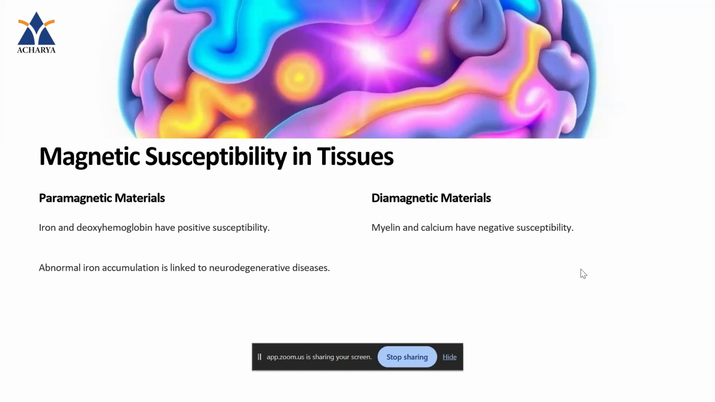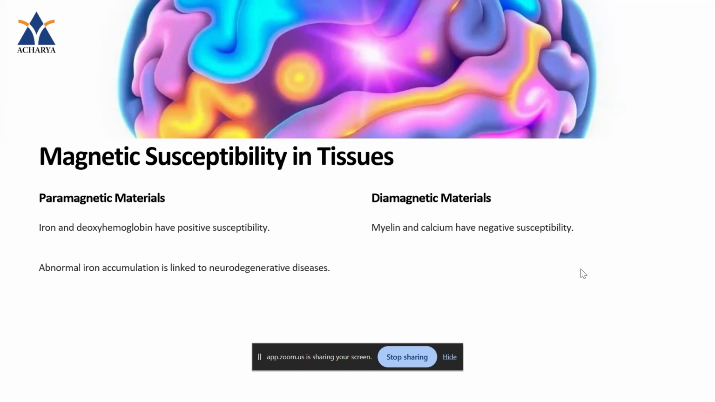In paramagnetic materials, the external magnetic field will be increased and they will be clearly visible. These paramagnetic materials can be visualized in certain conditions like iron accumulation, and in certain diseases like neurodegenerative diseases and hemorrhages. Then we have something called diamagnetic material.